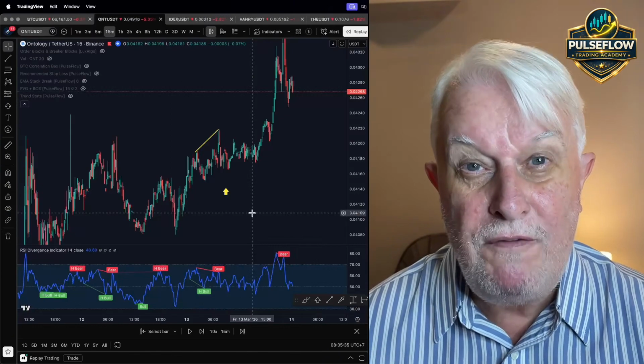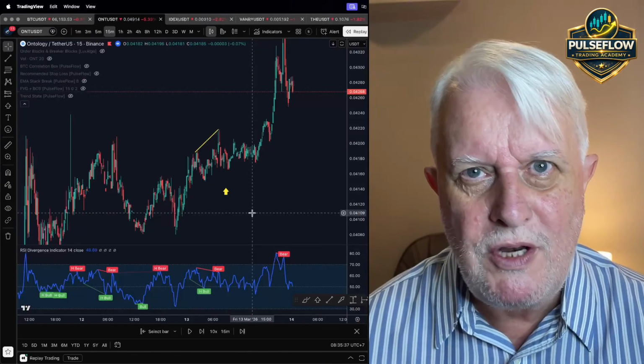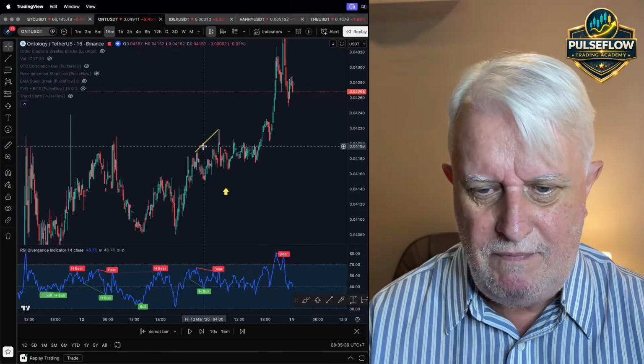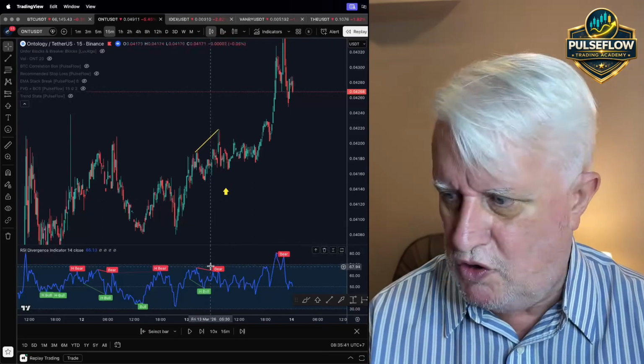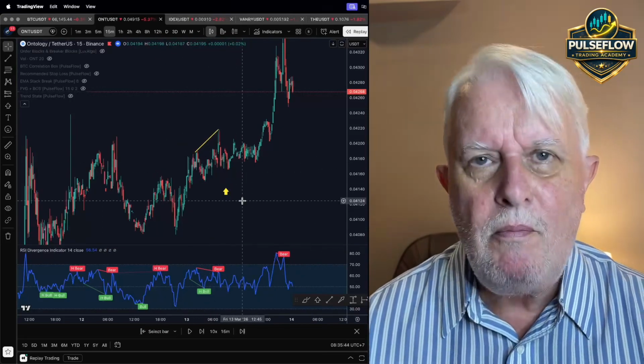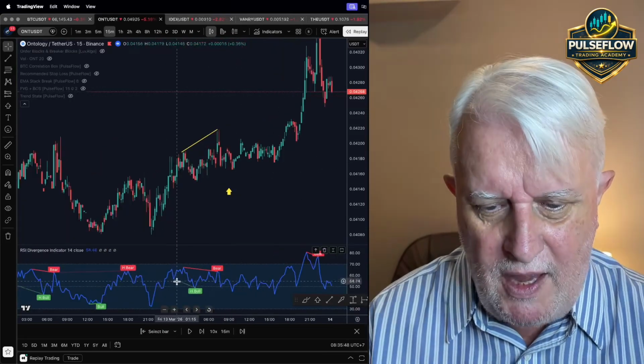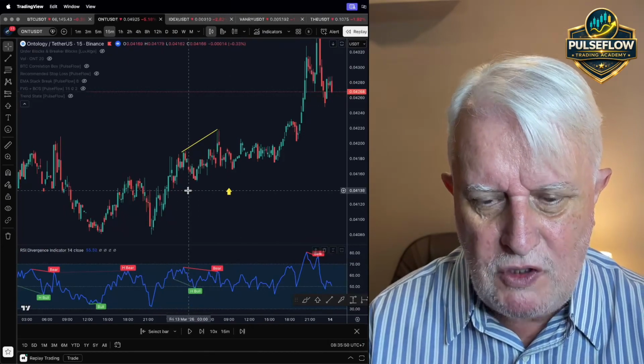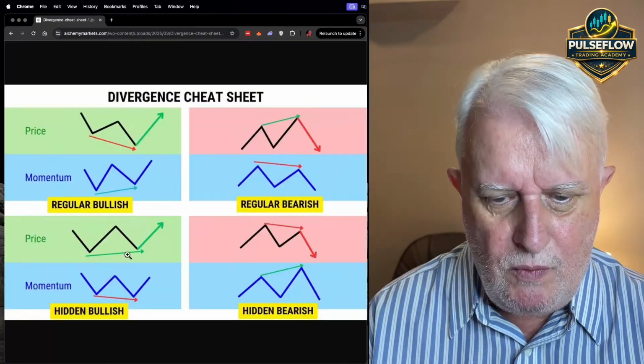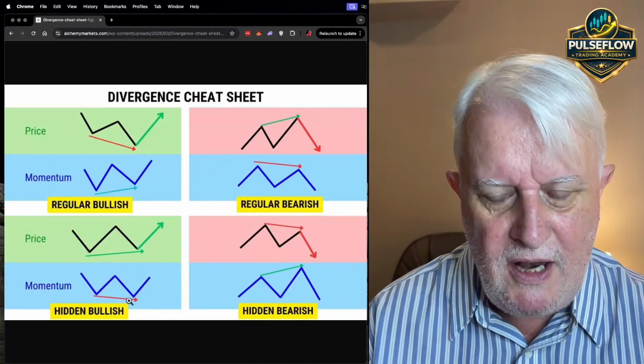Let's look back at our first example where we got mugged in ONT USDT. A bearish divergence, you can see it clearly. But also look before it, a hidden bullish divergence. How do we put that on the chart? Rising lows, RSI lower lows.